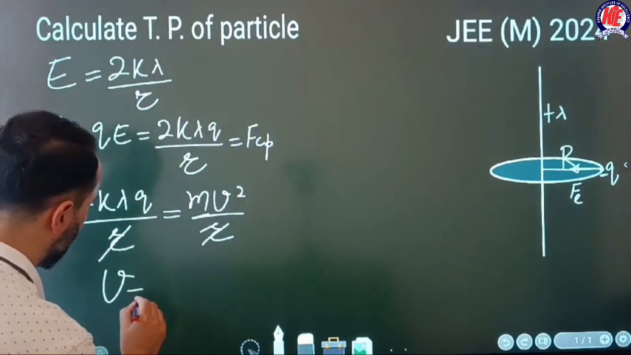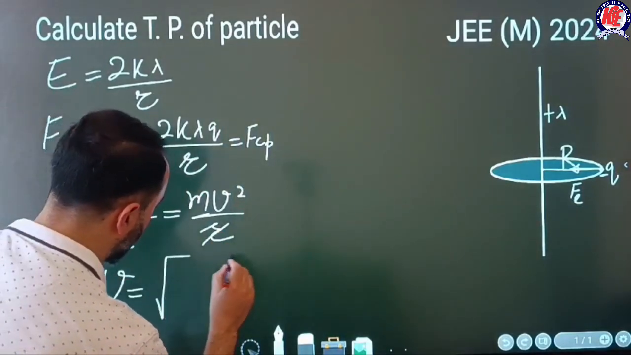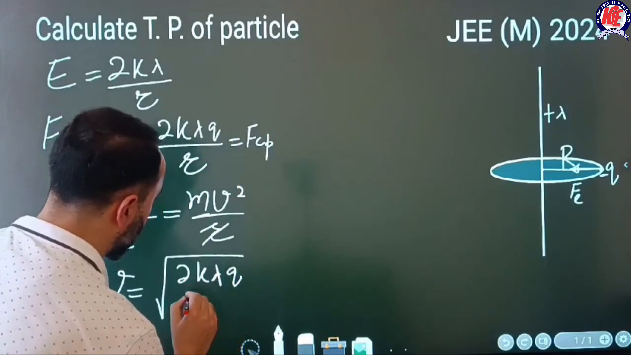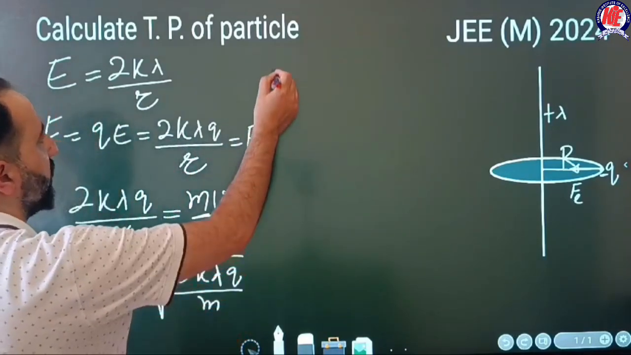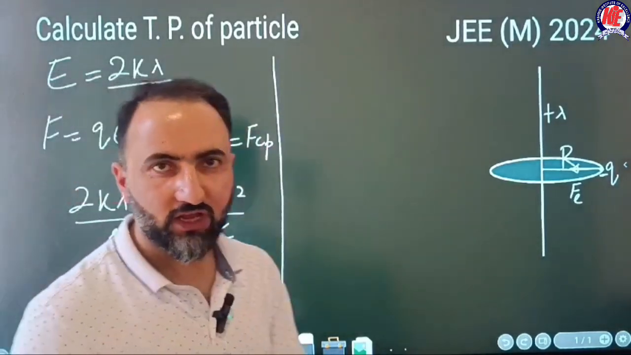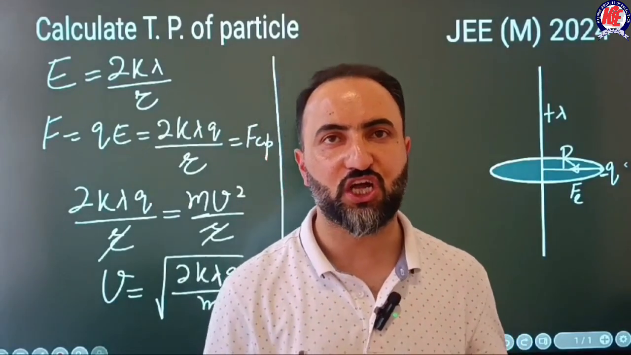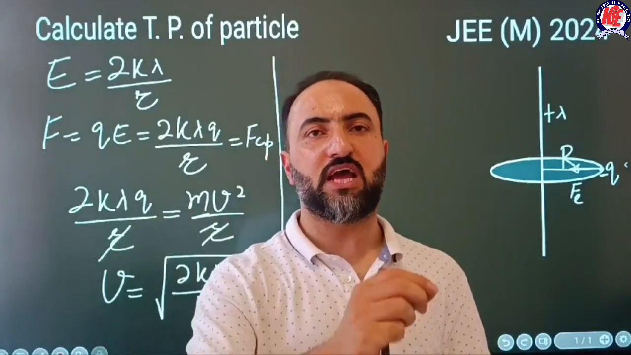What is that equal to? Not the electron but the negatively charged particle. Root of twice k lambda into q divided by m. This is the orbital velocity of the particle. Orbital velocity means the velocity with which the charged particle is orbiting around the line charge.